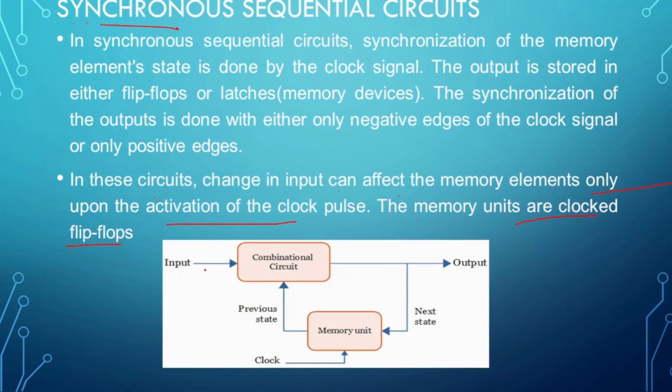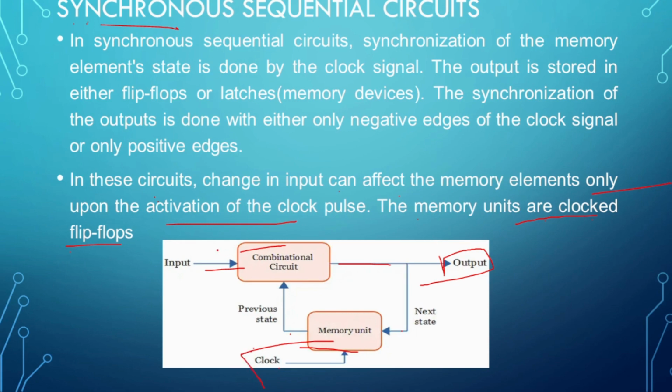If you provide an input, the input is connected with the combinational circuit and the output is connected with the memory element, and the previous state is going to provide you the next output state. One more thing is that the clock is connected with the memory element. If the clock is connected, the circuit is called a synchronous sequential circuit.